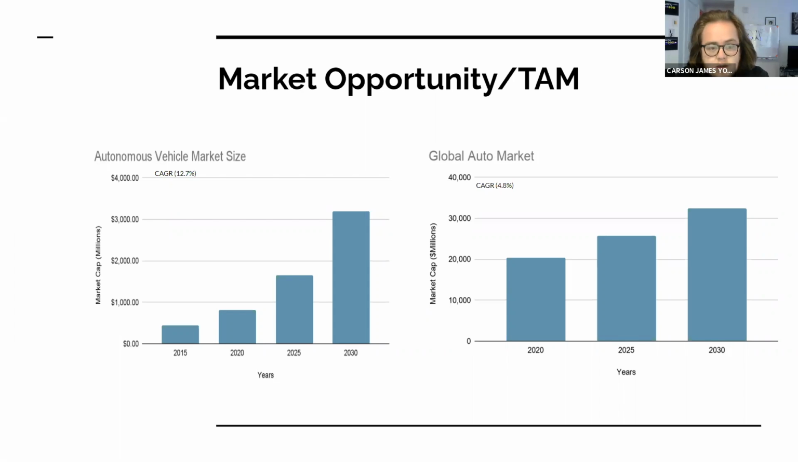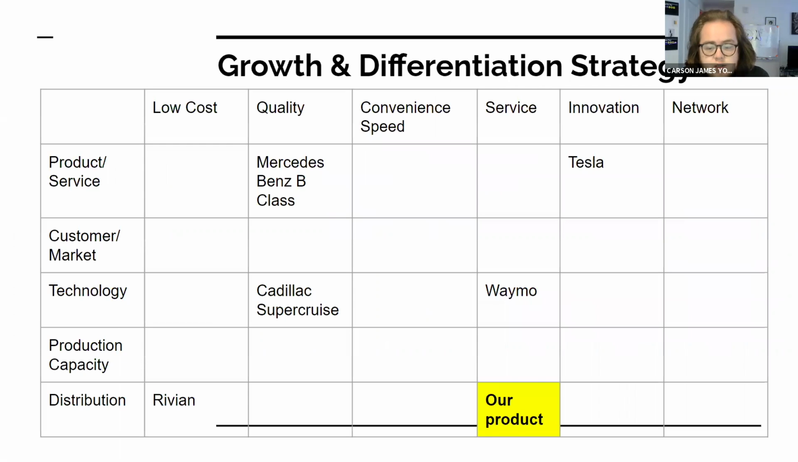That is the market we hope to get into. Our growth and differentiation strategy: we hope to be a distribution and service company, and that's how we stand out. Our service is unique. It allows cars to have a turnkey integration to turn into autonomous vehicles, and we hope to distribute this easily as it's a pretty easy integration. You can see things like innovation in product and service, that's Tesla, quality and technology, that's Cadillac, or Waymo is service and technology.